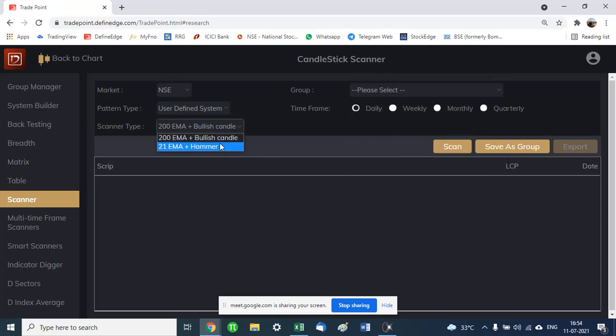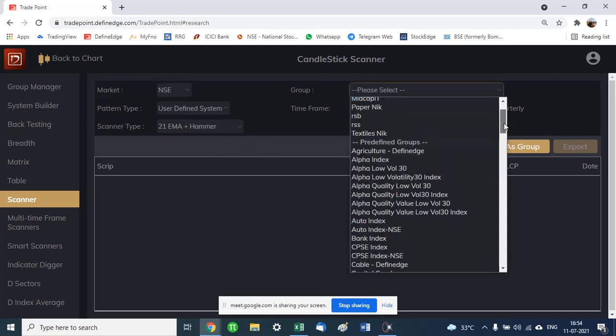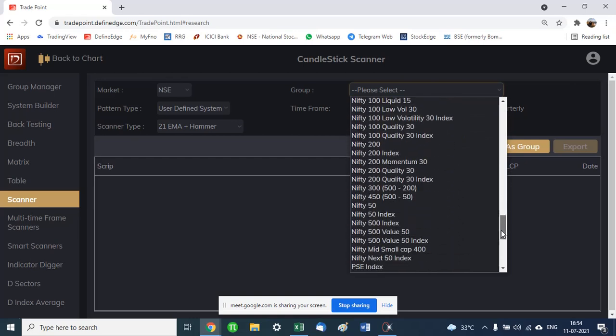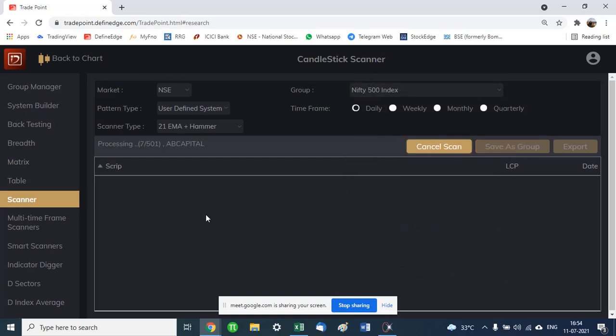Supposing we click this one, 21 EMA plus hammer, and we run it on, let's say, Nifty 500. This will not give a lot of results, but when it gives a result, it is usually a good one. It's a very specific scanner actually. I put in quite a few conditions in the scan. I'm just trying to show you that you have a lot of predefined scans already given in the system, and you can also generate your own scans. Those are all the features given. We'll just wait for a minute while this is running.